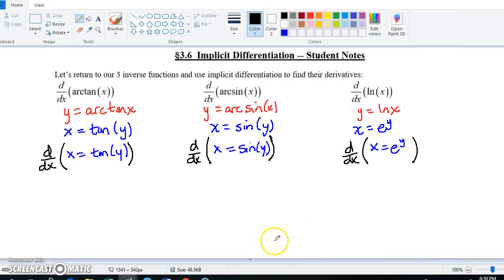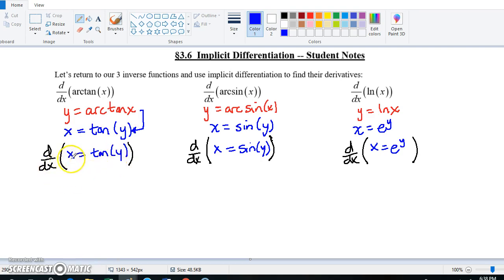Alright, so let's take a look at our goal for today. We wanted to solve for the derivatives of arctan of x, arcsine of x, and natural log of x. We're going to do that by rewriting each of these functions, y equals arctan of x, as x in terms of y. So x equals tangent of y.